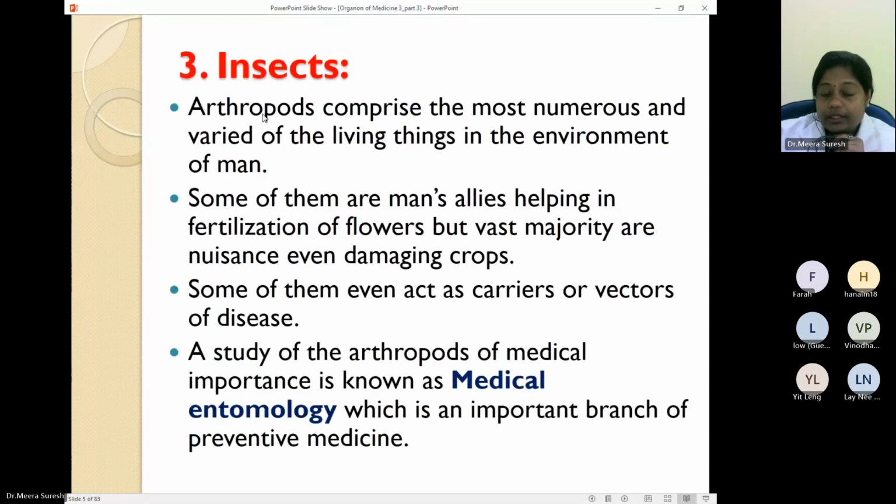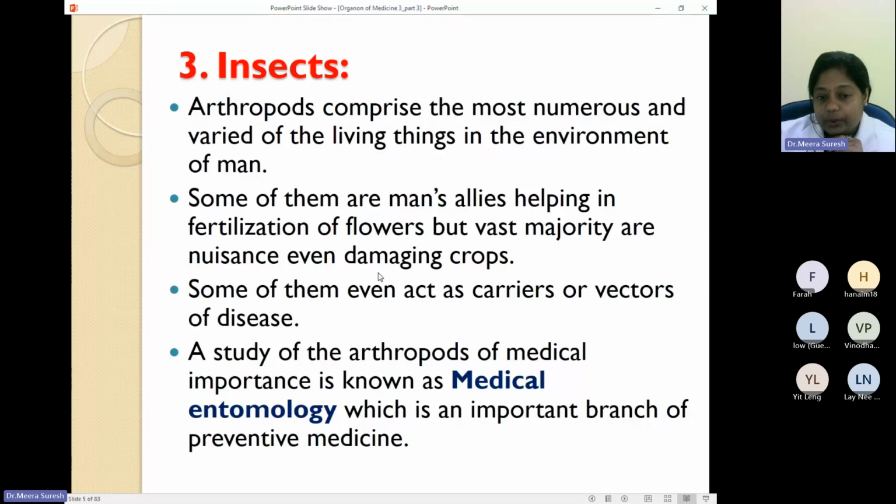So insects actually belong to the phylum Arthropoda. And these arthropods comprise the most numerous and varied of the living things in the environment of man. Some of them are actually man's allies or friends, helping in fertilization of flowers, like bees, but the vast majority are a nuisance, even damaging agricultural crops. Some of them even act as carriers or vectors of diseases.